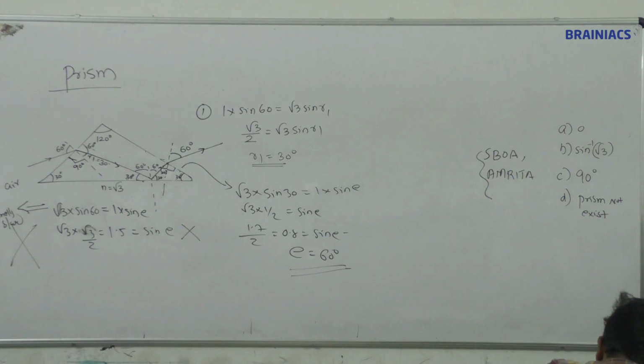Sin is approximately equal to tan, correct, for smaller values of theta. Yesterday also I told, right, for small values of theta, not for bigger. 60 is a bigger value.